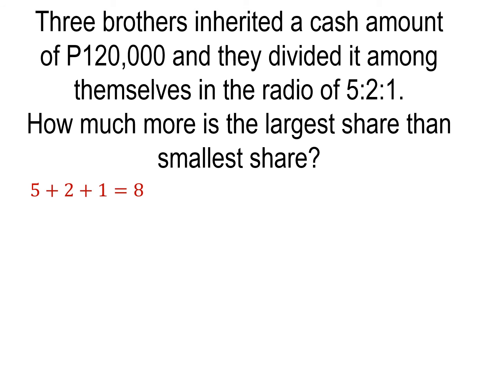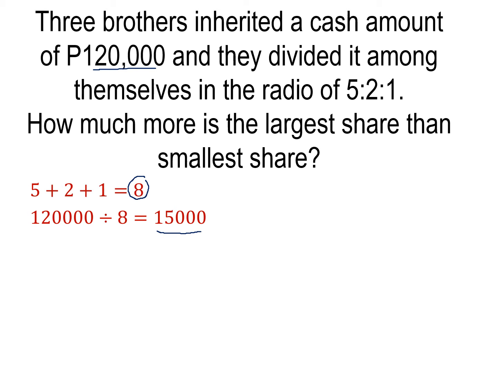So, paano yon? Una, pag ganito bagay yung problem, as I already discussed to you last time, i-add lang natin yung ratios. 5 plus 2 plus 1, it will give you 8. Tapos ito, i-divide mo sa total. So, you are given 120,000 divided by 8. Ang kalalabasan mo doon ay 15,000.